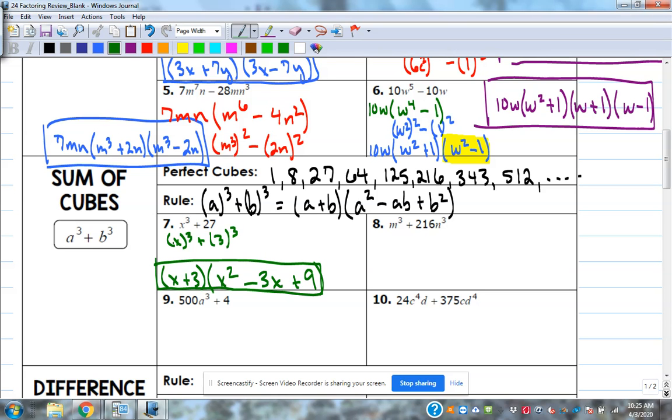All right, let's look at number 8. So here we have 2 letters. We got m cubed and then 216 n cubed. I think I can rewrite that as m to the third plus 6 to the third with an n on it. So then again, we're going to have a short factor, m plus 6n. The long factor is going to start with m squared minus 6mn. So you just multiply m times 6n, plus, and then we're going to square 6n. So 6 squared is 36 n squared.